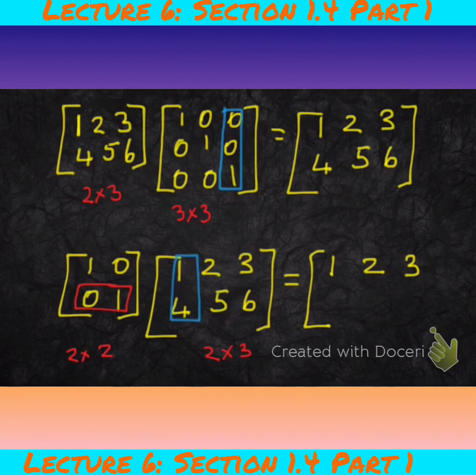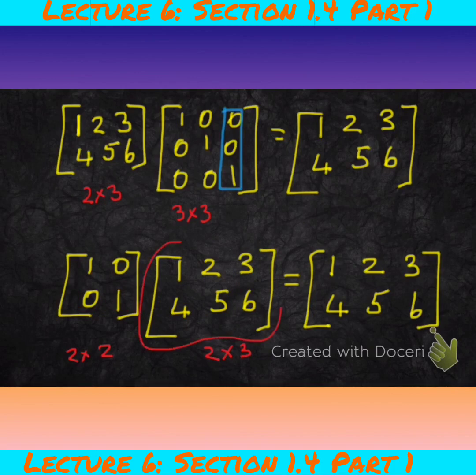We're dotting with the first. We get 4. We get 5. And we get 6. So again, that is how the identity works. And again, we've got this matrix here, the same as that matrix there.